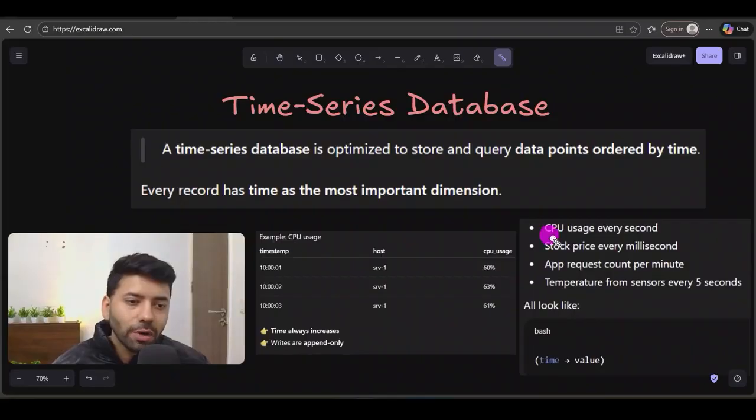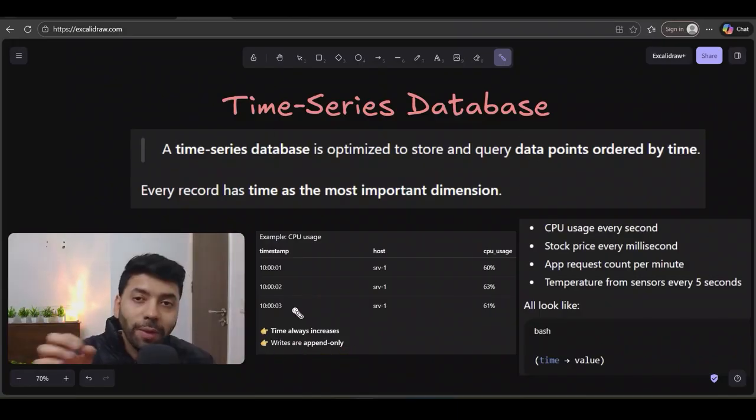So if we take the example of CPU usage every second, it would look something like this. Time was 10 hours, 0 minutes and 1 second, and we have data corresponding to it, like CPU usage was 60%. Then at the next second, the CPU usage was 63%. Then the next second it was 61%. So time always increases, and because you have so many writes, writes are append only here in the time series database. So you are just appending the data.